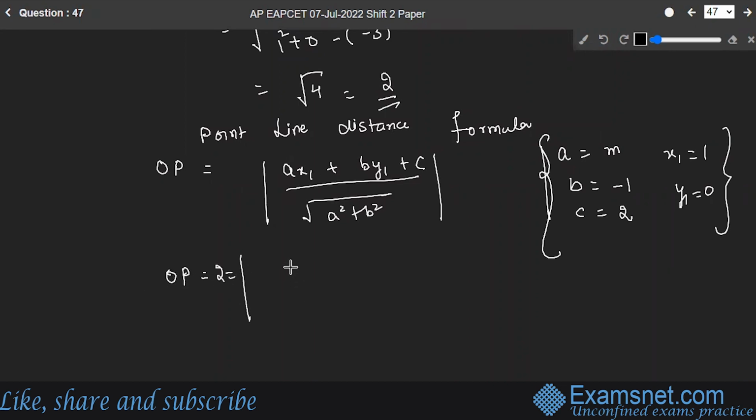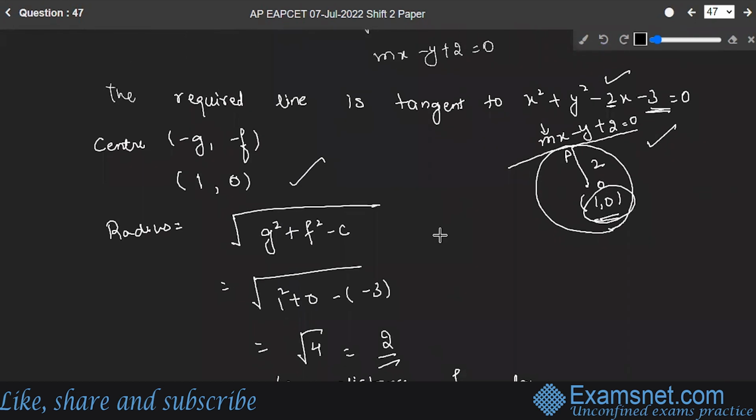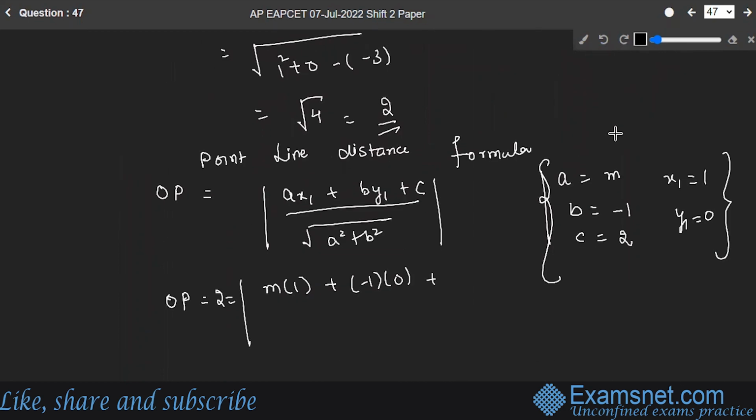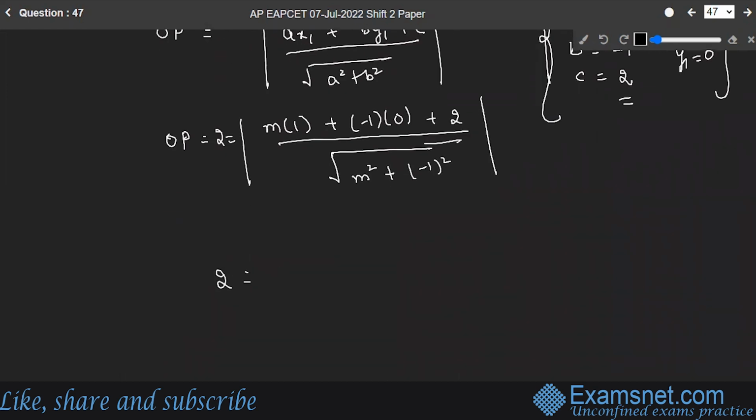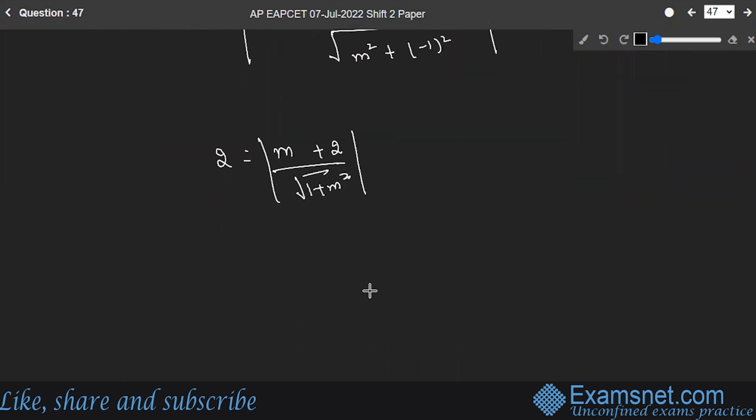So OP is equal to 2, which is equal to A is m, x1 is 1, plus B is minus 1, y1 is 0, plus C. C is equal to 2, whole divided by the square root of m square plus minus 1 square. So 2 is equal to m plus 2 whole divided by root of 1 plus m square. Correct?